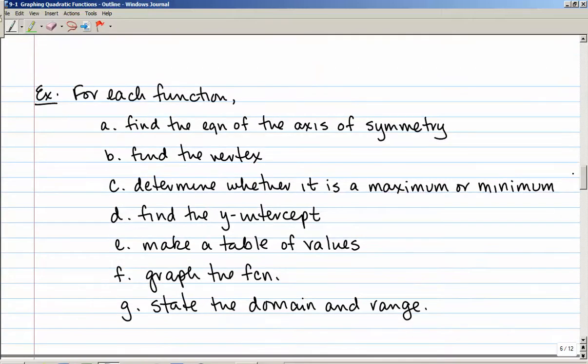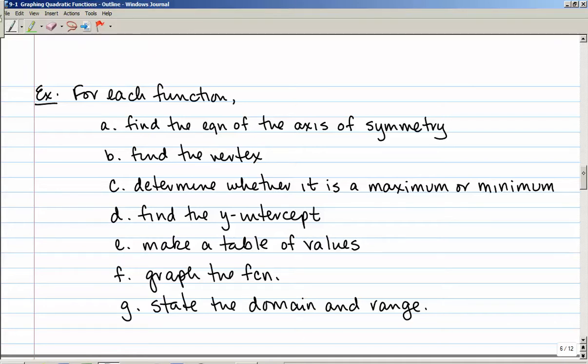So for each function, I want you to do the 7 following steps. Find the equation of the axis of symmetry, find the vertex, determine whether the vertex is a maximum or a minimum value, find the y-intercept, make a table of values, graph the function, and then state the domain and range. So for tonight's homework, you'll be choosing certain problems. I think I've assigned 4 problems out of the textbook, but don't follow the directions in the textbook. Do these 7 things for each of the functions that I give you for homework tonight.